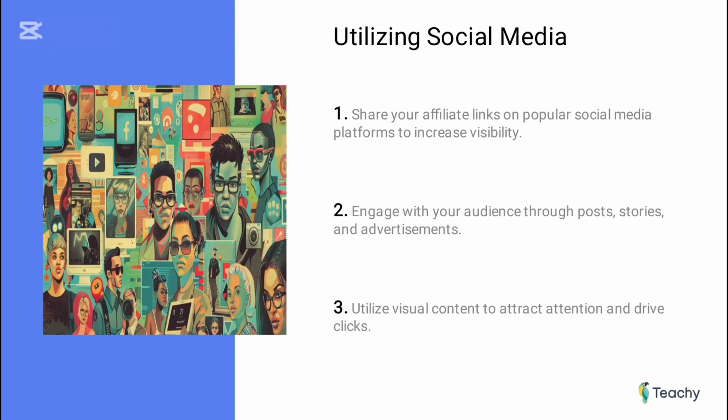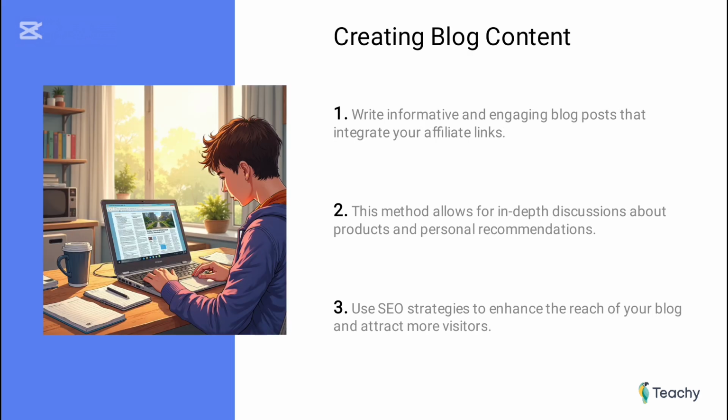Utilizing social media. 1. Share your affiliate links on popular social media platforms to increase visibility. 2. Engage with your audience through posts, stories, and advertisements. 3. Utilize visual content to attract attention and create clicks.